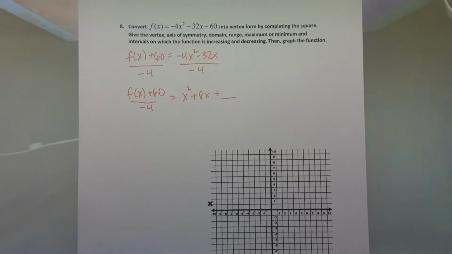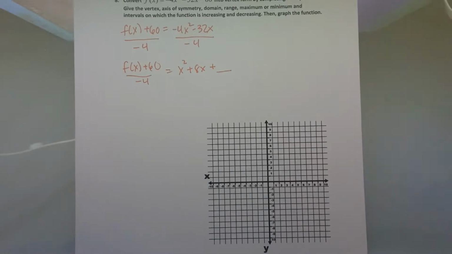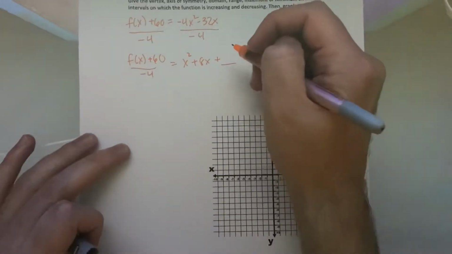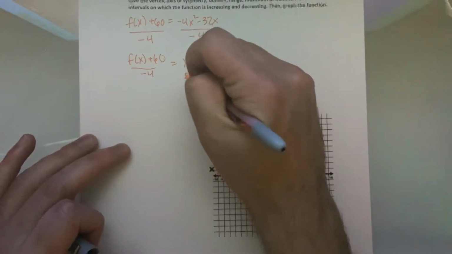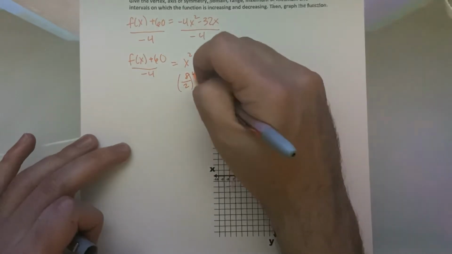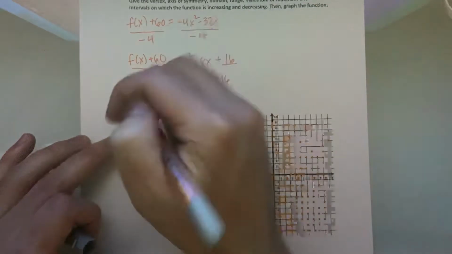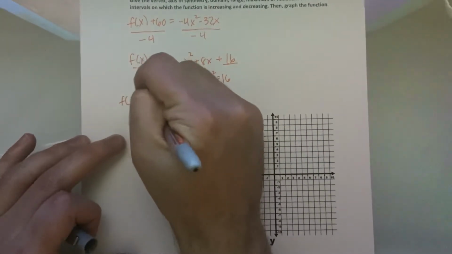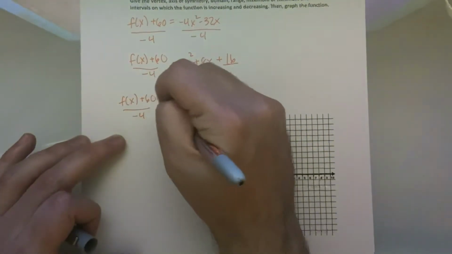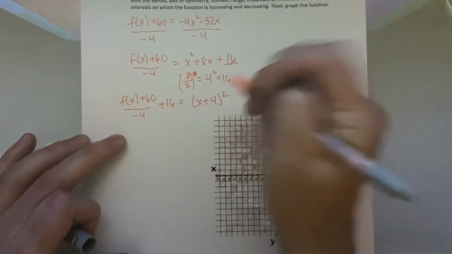Okay, so how are we going to work this? Divide the 8 by 2. 8 over 2 is 4. And square it, which is 16. Now remember, if I add 16 to this side, I'm also adding 16 to this side. This is kind of bad form, but it's okay. This is now x plus 4 squared.